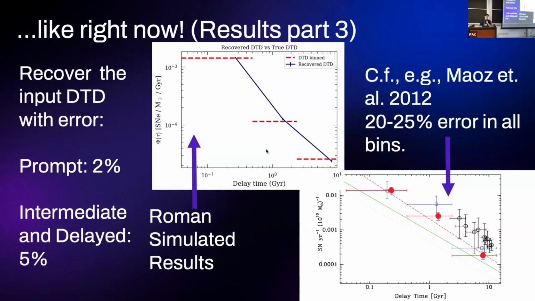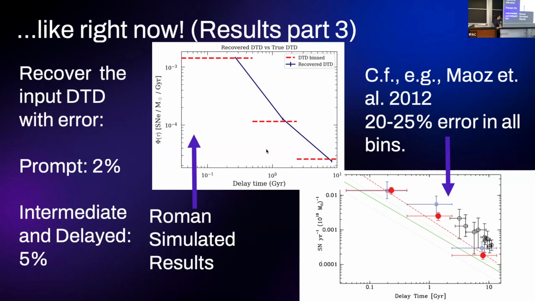So this is the same simulation as the previous one, but now I'm fitting a pure non-parametric, just a histogram of the delay time distribution to the data. And I stole my bins from Maoz et al. 2012, which is a pretty big paper in the sort of DTD space. And what they were able to fit is about a 20 to 25% error in all of their prompt, intermediate, and delayed bins for the delay time distribution.